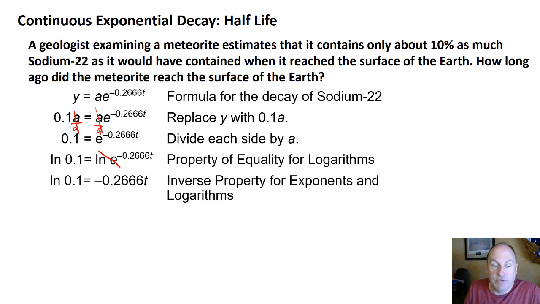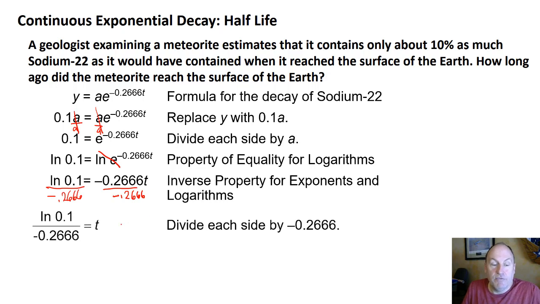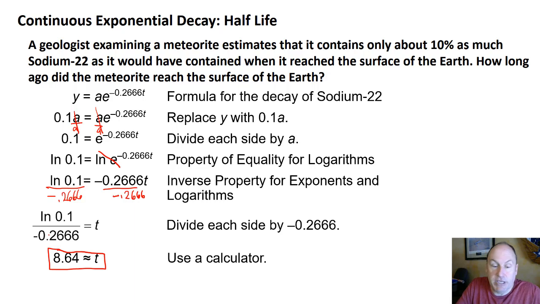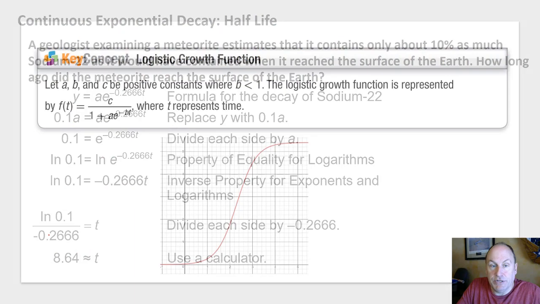Now we're going to divide both sides by negative 0.2666. And if we divide both sides by that negative 0.2666, we get 8.64. So approximately 8.64 years ago, that meteor reached the Earth.